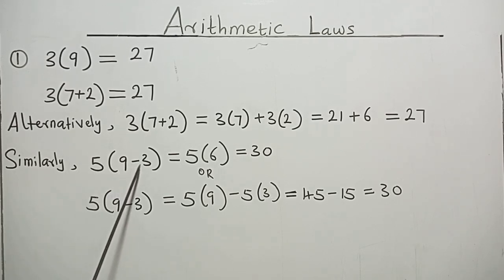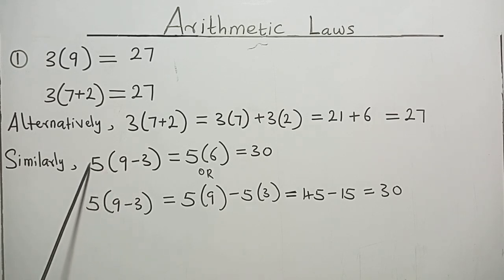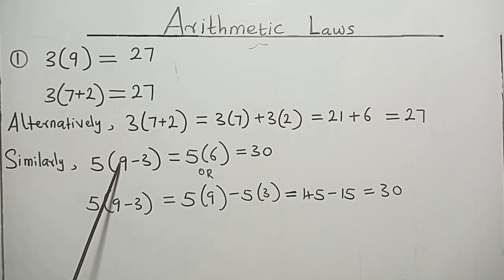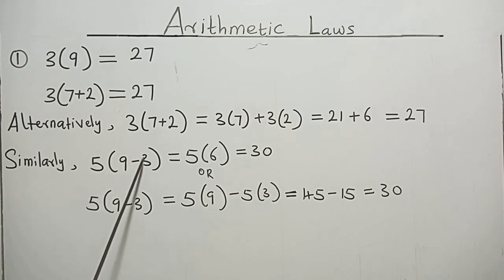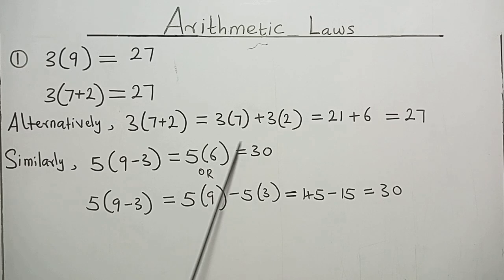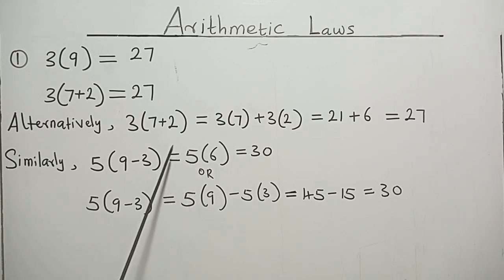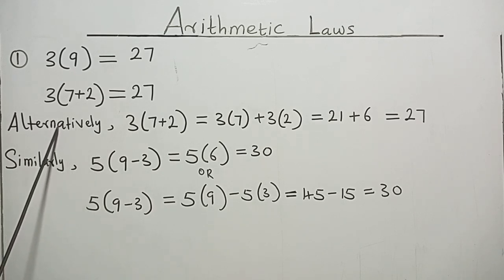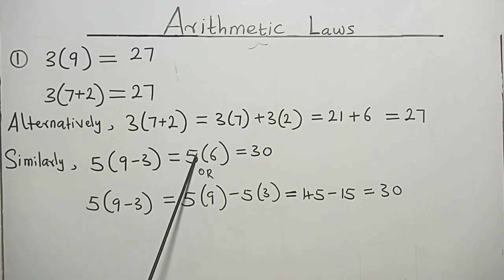5 bracket 9 minus 3 is telling us to multiply 5 by whatever the value of the bracket is. The bracket is 9 minus 3. We know that 9 minus 3 is 6. Therefore, this 5 bracket 9 minus 3 is the same thing as saying 5 bracket 6. 5 bracket 6 means 5 times 6, and the result is 30. This result is 30, and like before, we want to find out if this method that worked before will also work for this example.